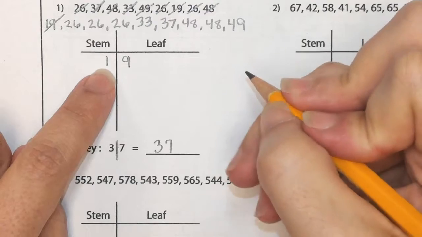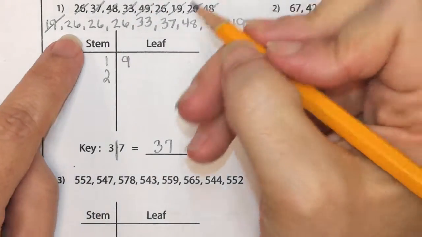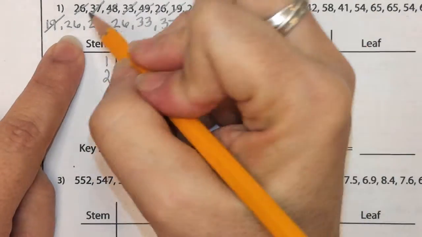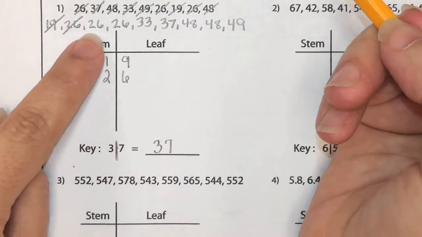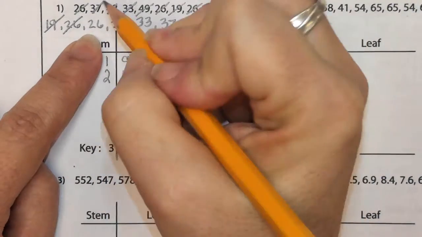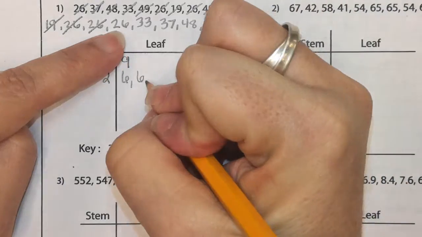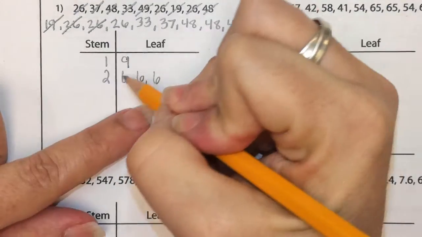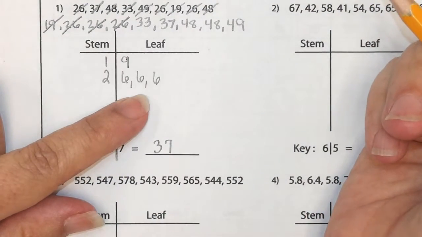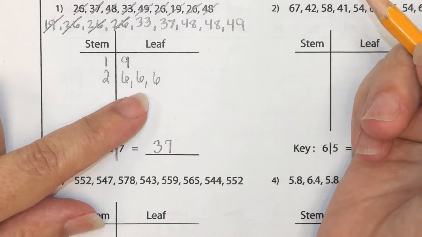That means I need a new stem because my stem is a 20. I need a 26. There's one leaf. Well, there's another 26, so I need another 6. And then there's one more, so I need another one. So that represents 3 26s in my list. Okay, are there any more 20s?